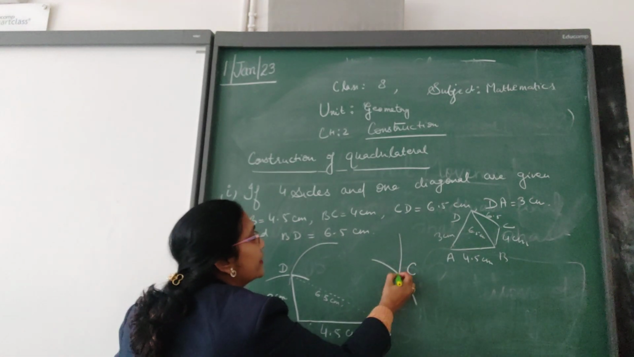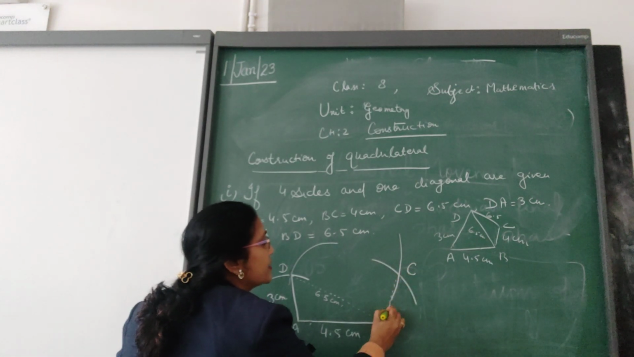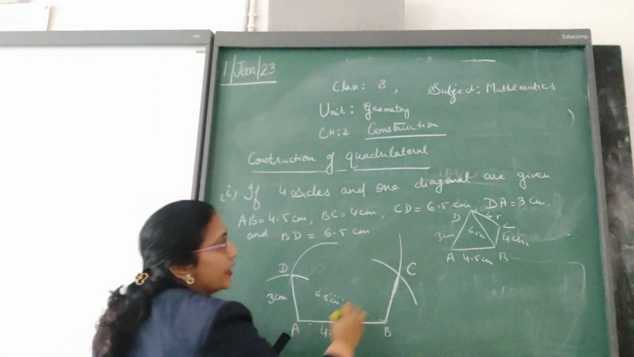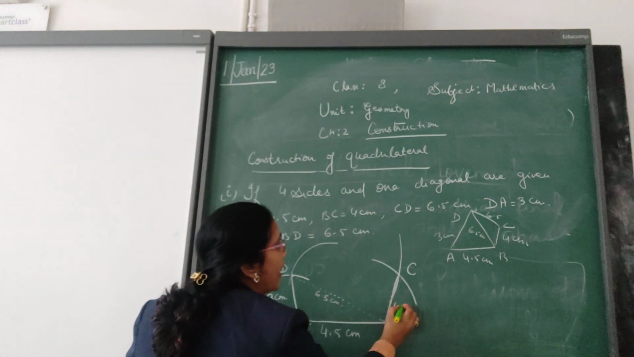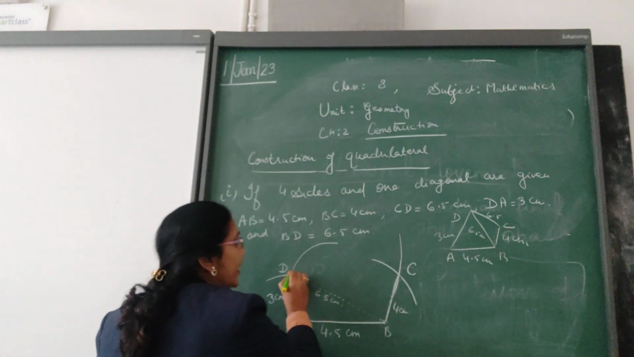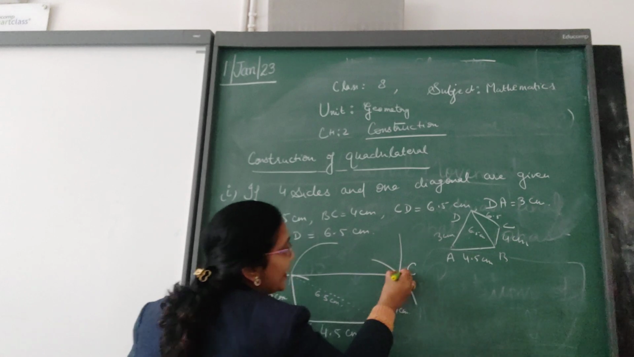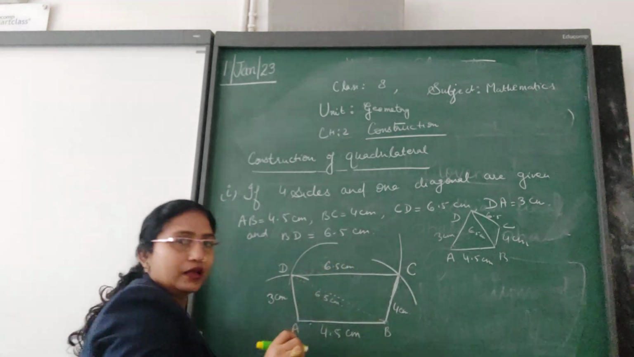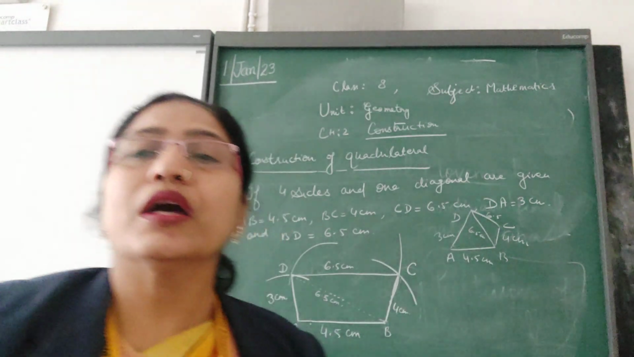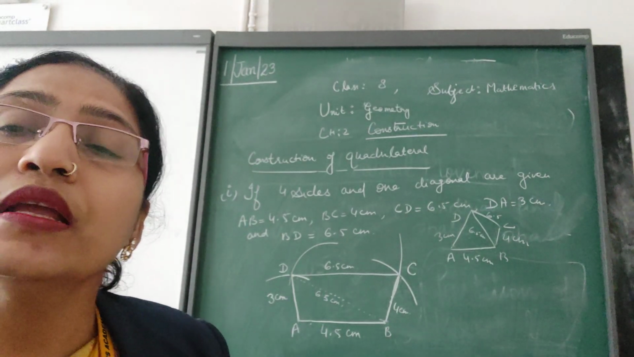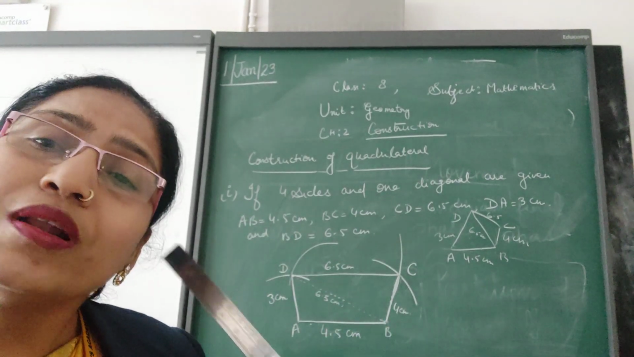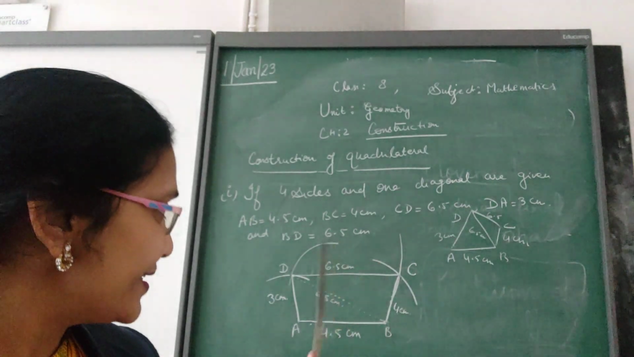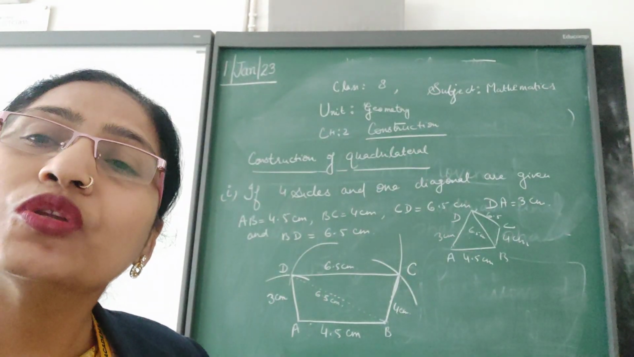So you know very well this length is the BC. BC I told, this length of the arc from the point B is 4 centimeter. You write here and join the point CD. You are getting this, it is 6.5 centimeter. This is the required quadrilateral. So if the 4 sides and 1 diagonal is given, you have to follow these steps to make the quadrilateral.